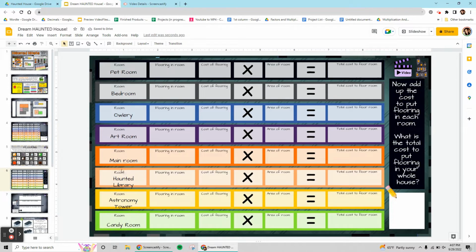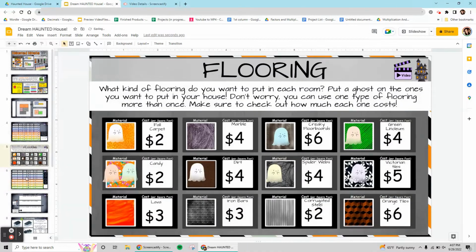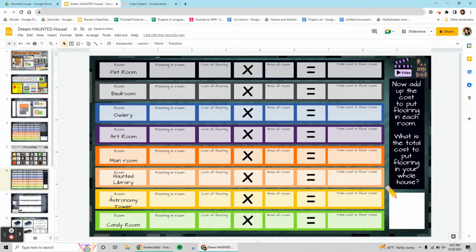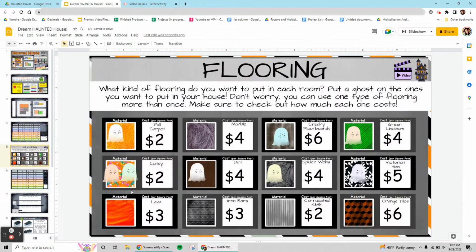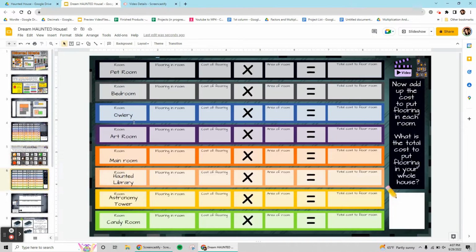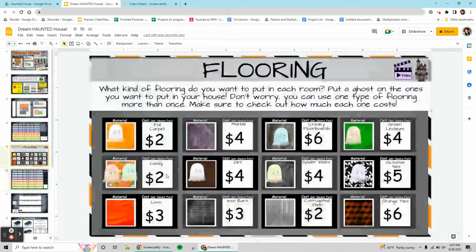Okay, now I'm going to write down the flooring that I actually chose for each of these rooms. So, for example, for the pet room, pretty sure I chose dirt. And if you forget, you can look at the colors. So these first two were white ghosts, but then it's blue ghost, purple ghost, etc. This is also a time where if you change your mind, it's okay too. You're choosing what flooring you want to put in each room. The ghosts are there; they're kind of just for fun.